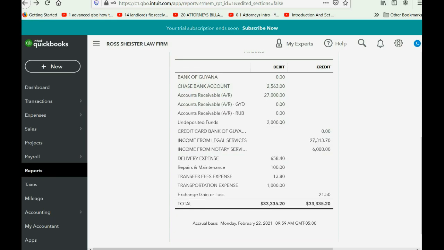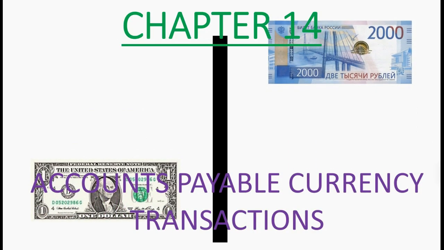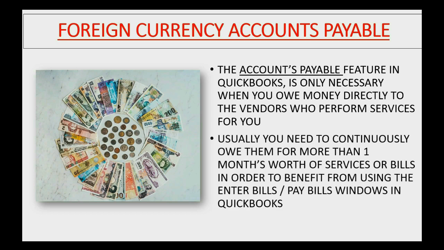Chapter 14. Accounts Payable Currency Transaction. The Accounts Payable feature in QuickBooks is only necessary when you owe money directly to the vendors who perform services for you. Usually, you need to continuously owe them for more than 1 month's worth of service or bills in order to benefit from using the Enter Bills, Pay Bills window in the Accounts Payable feature in QuickBooks.